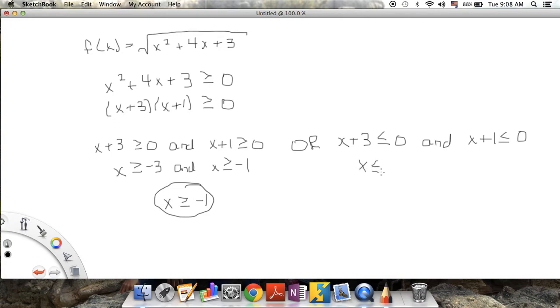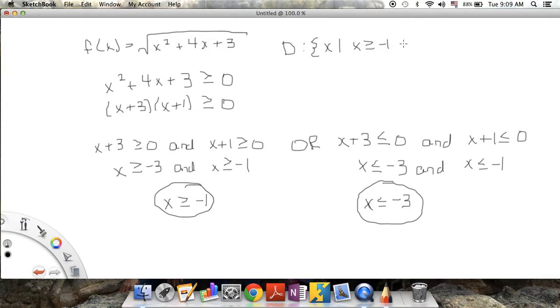Over here, we'll have x less than or equal to negative 3 and x less than or equal to negative 1. Well, which one solves it all here? Just x less than or equal to negative 3 solves it here, because if x is less than or equal to negative 3, it's already less than or equal to negative 1, so this takes care of both of them. So what does this mean? This means for our domain that we have x such that x is greater than or equal to negative 1, or x is less than or equal to negative 3. Either one of those cases will satisfy the domain and make it so that this will be a real number.